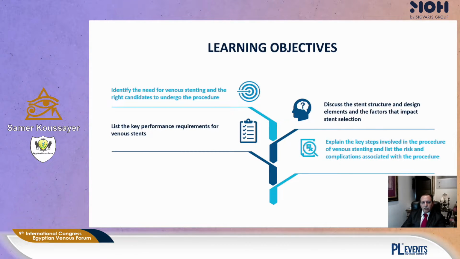The learning objectives of this course are, first, to identify the need for venous stenting and the right candidate to undergo the procedure; list the key performance requirements for venous stenting; discuss the stent structure and design elements and the factors that impact stent selection; explain the key steps involved in the procedure of venous stenting; and list the risks and complications associated with the procedure.